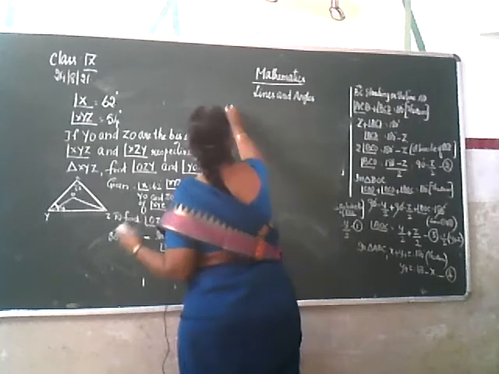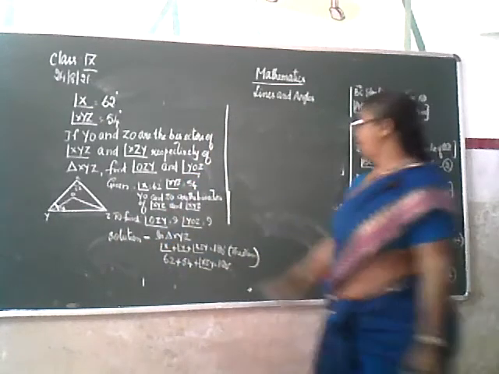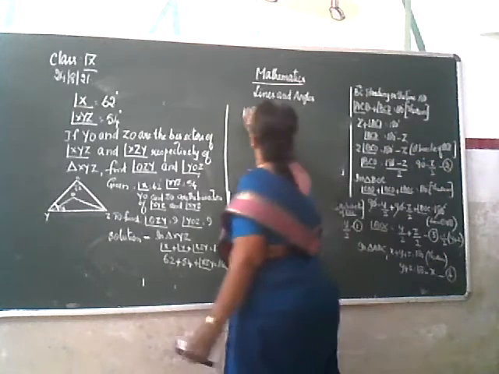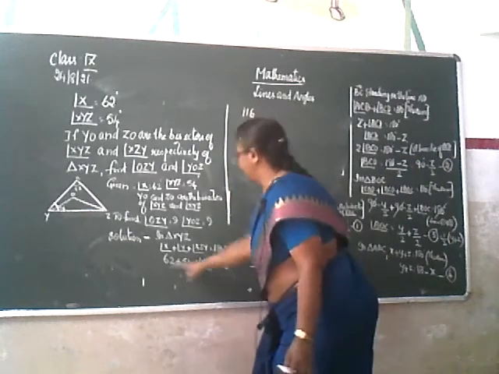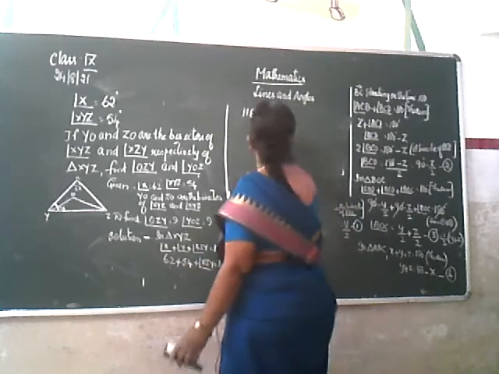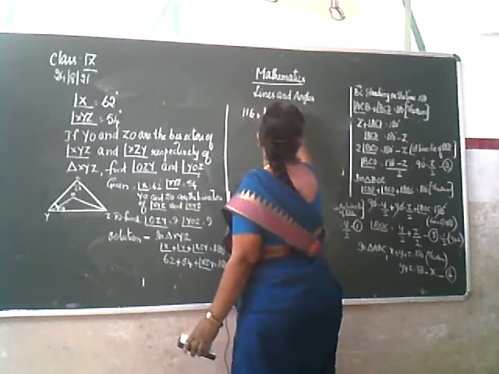What is 62 plus 54? 2 plus 4 is 6. 6 plus 5 is 11. 2 plus 4 is 6. 6 plus 5 is 11. Plus angle XZY is equal to 180.